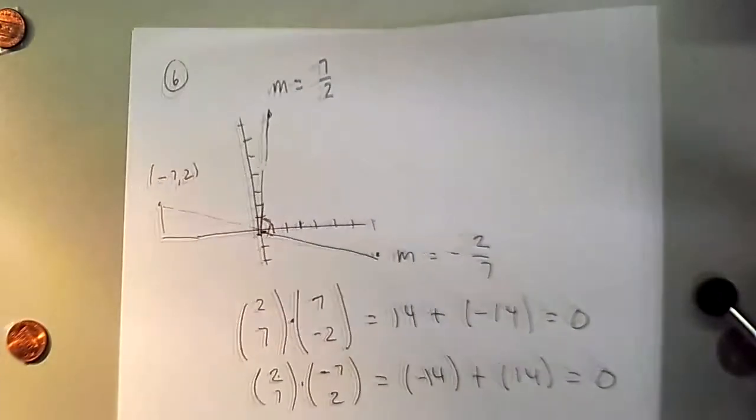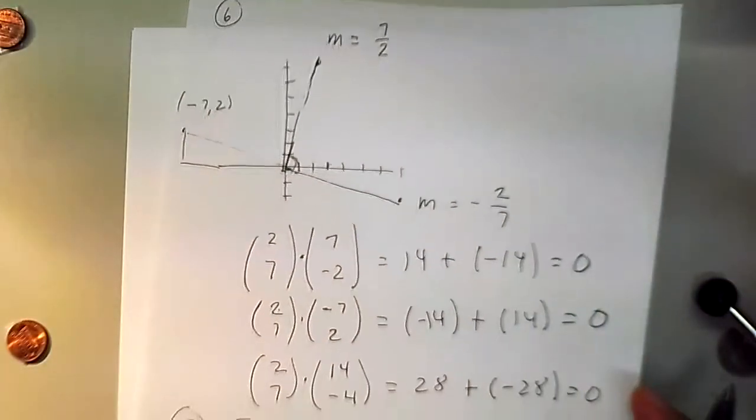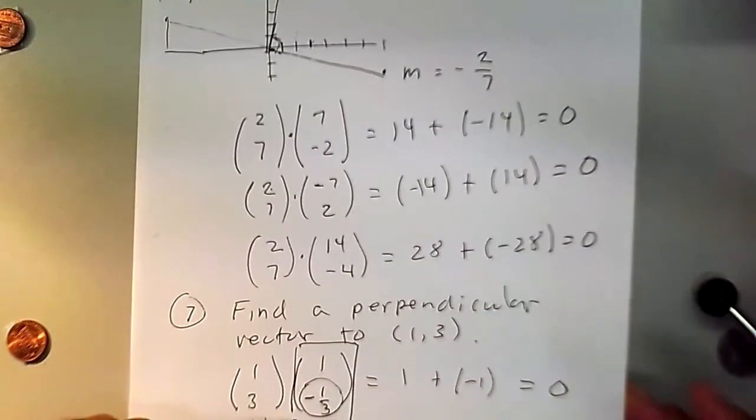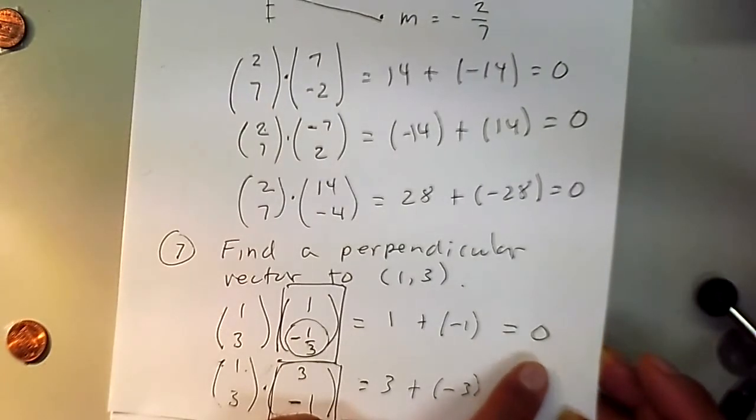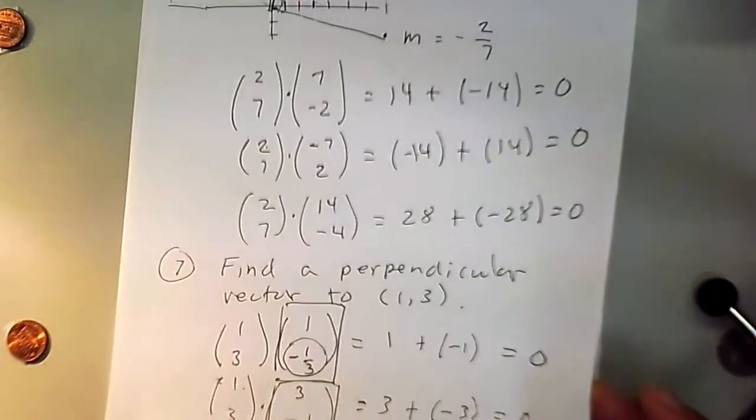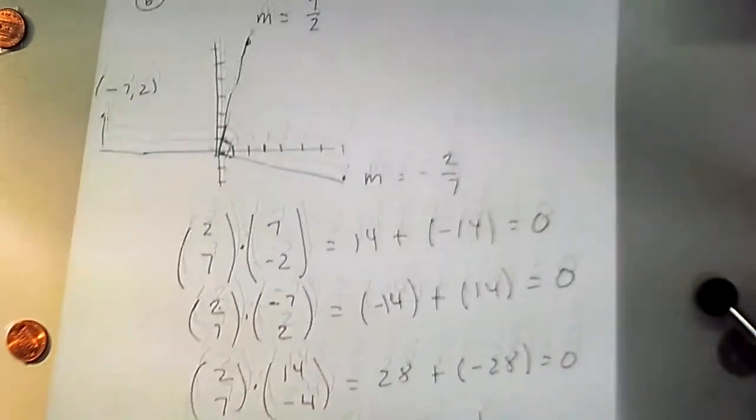Okay. So the dot product tells us whether we have a perpendicular or not. If we don't have a 0, that means that the two vectors are not perpendicular, by the way, and that works even in 3 dimensions.